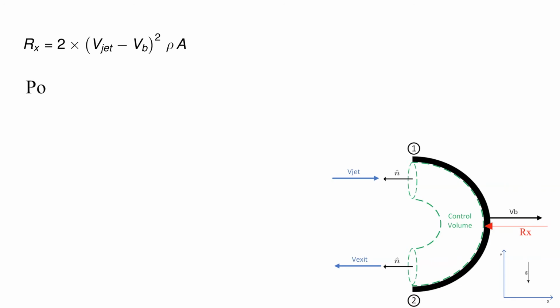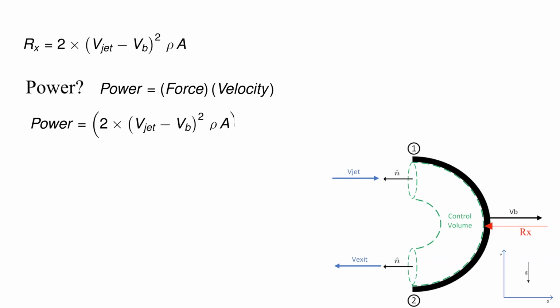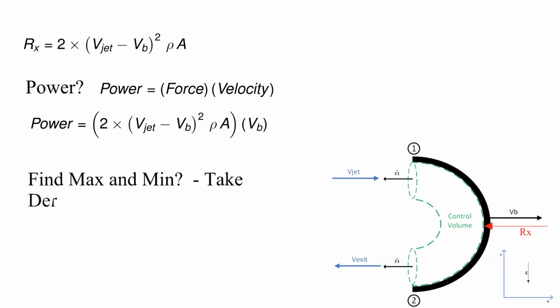Power is equal to force times velocity. How much power the turbine blade is extracting from the fluid will be equal to the blade velocity times this reaction force. Now that we have an equation for blade power, we are left with a problem from Calc 1.